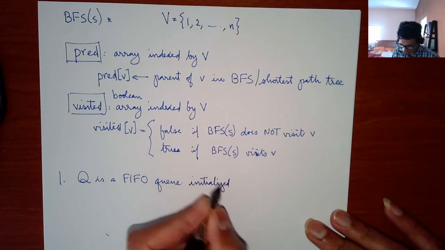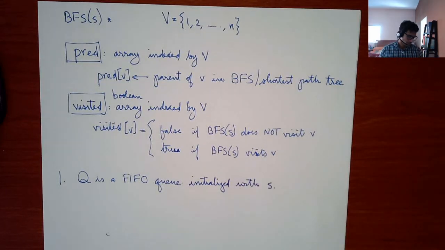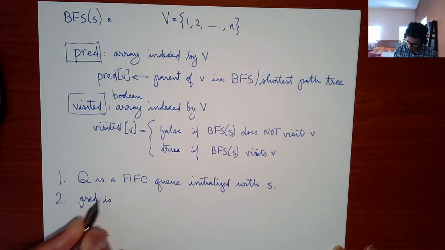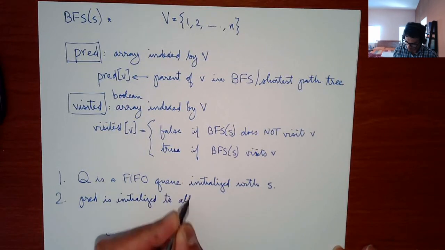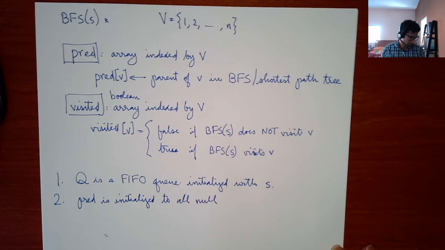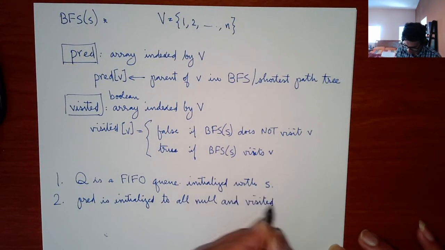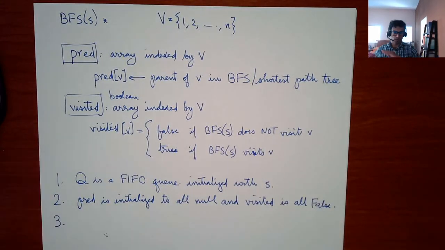initialized with the source vertex S. Predecessor is initialized to all null, and visited is all false. So predecessor is just going to be null, everything is null. Visited, everything is false. Now here is the key procedure.